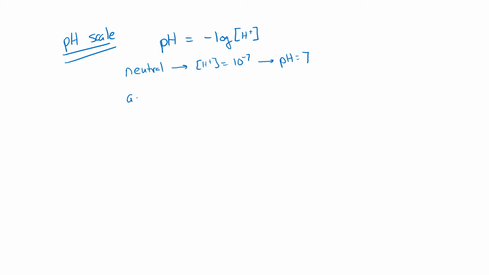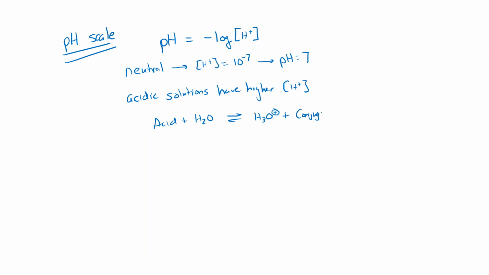In acidic solutions, we have higher H plus concentrations, right? And that makes sense because remember when we have an acid plus H2O, we're creating the hydronium ion as a product. That's the definition of a Bronsted acid-base reaction. If we have an acid plus water, we're creating H3O plus. So if we're in an acidic solution, that means we've got acid in there. That means we're making more H3O plus, which means we're going to have a higher H plus concentration.